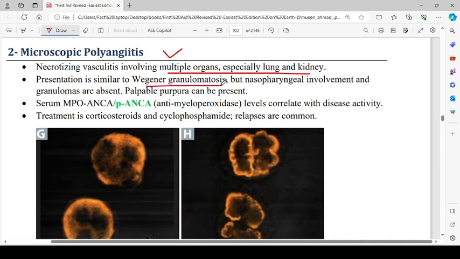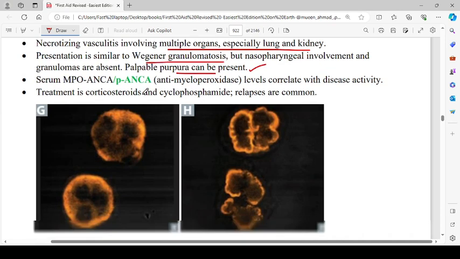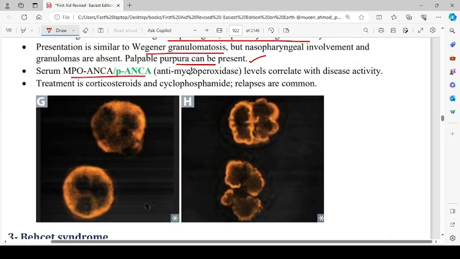Presentation is similar to Wegener's granulomatosis, but nasopharyngeal involvement and granulomas are absent. Palpable purpura can be present. Serum MPO-ANCA or P-ANCA, anti-myeloperoxidase level, correlates with the disease activity. Treatment is corticosteroids and cyclophosphamide, and the relapses are common.